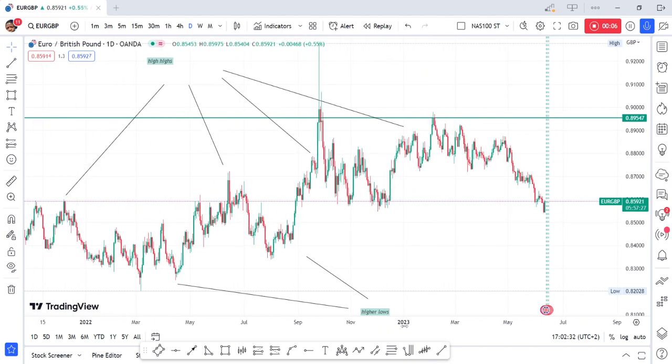So, today we are going to be analyzing EUR/GBP. When it comes to the market, you just have to follow the rules, the simple rules. The rules are very simple. You don't have to do many things while analyzing your chart. You just have to know what the professional traders are doing.